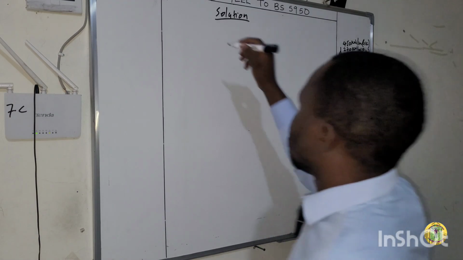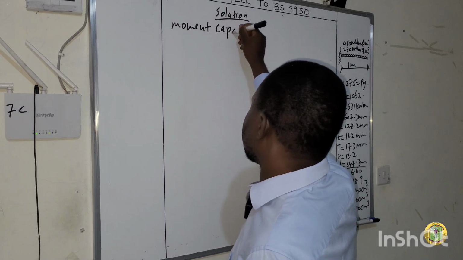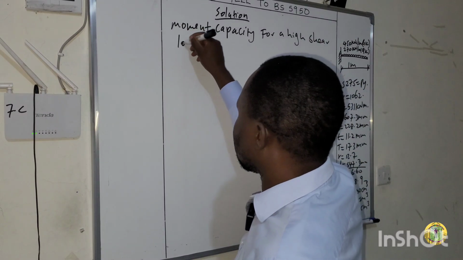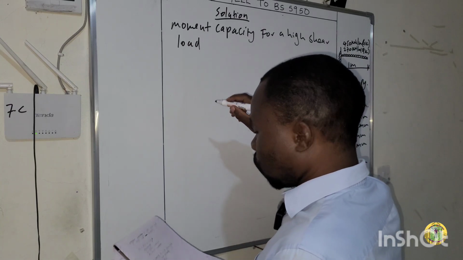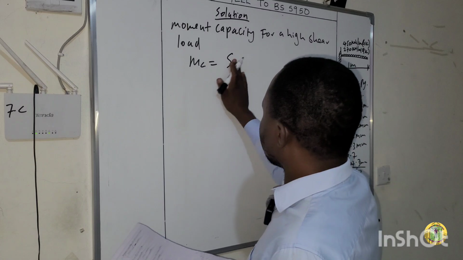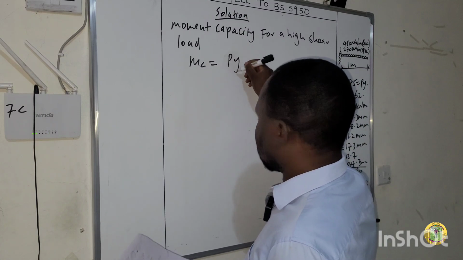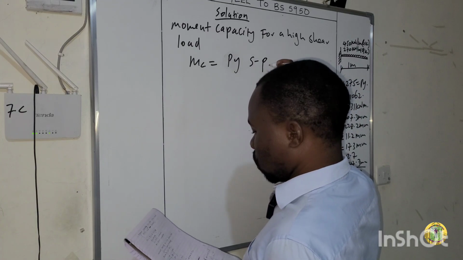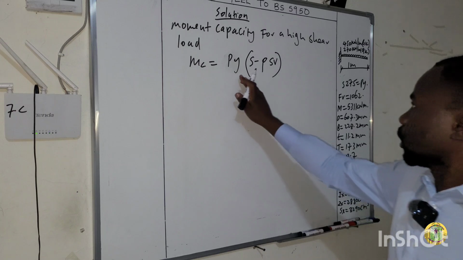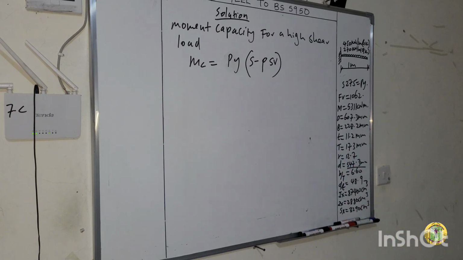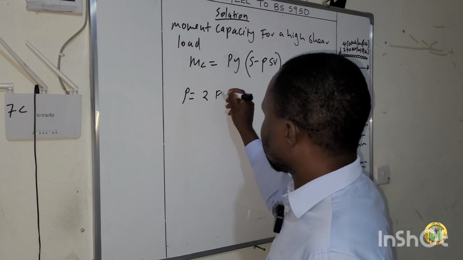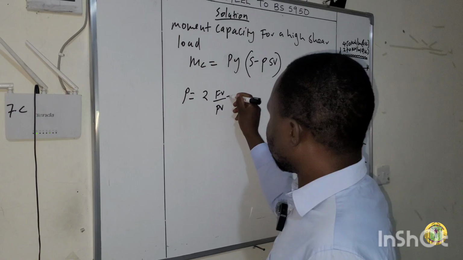We now proceed to moment capacity. So moment capacity for a high shear load is given by the following formula, which is MC is equal to this formula, whereby this is the strength and S is the plastic modulus, and this one is equal to 2 FV over PV minus 1.